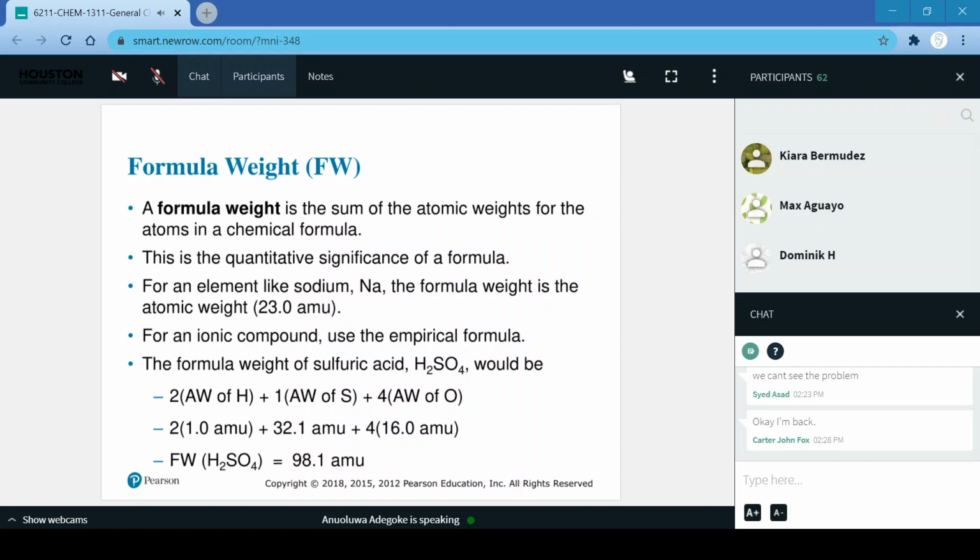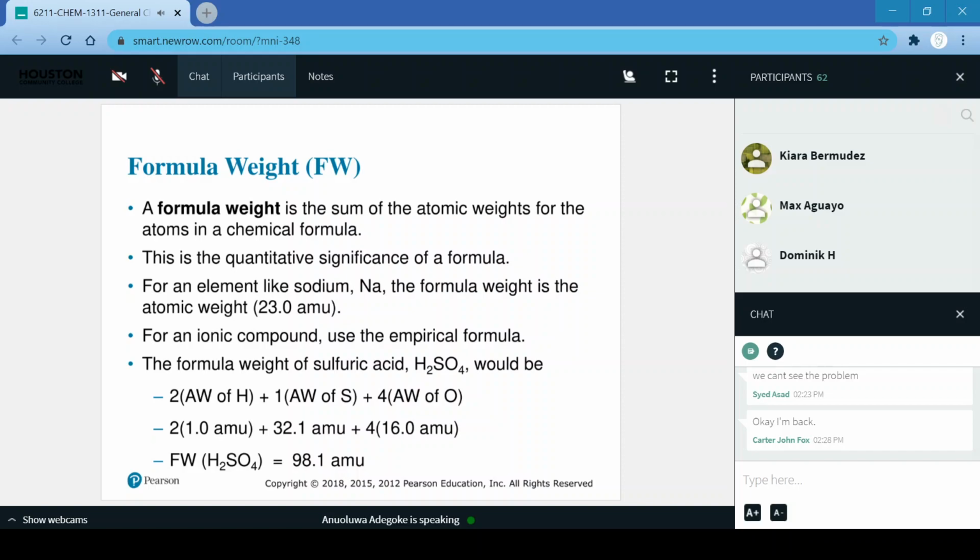All right, the very first thing we want to look at is formula weight, which is the sum of the atomic weights of the atoms in a chemical formula. For example, we know from chapter 1 and chapter 2 as well that the unit of one atom is AMU, atomic mass unit.